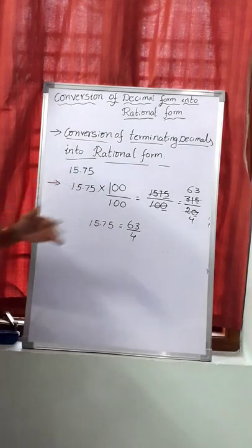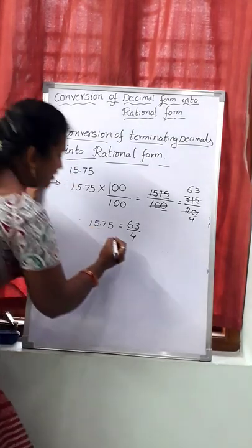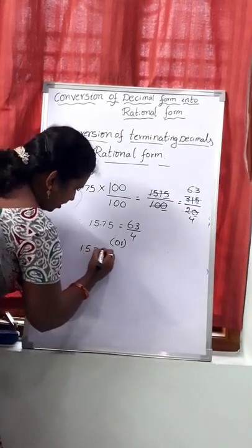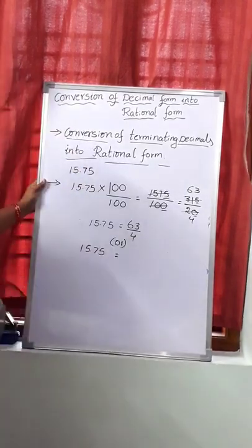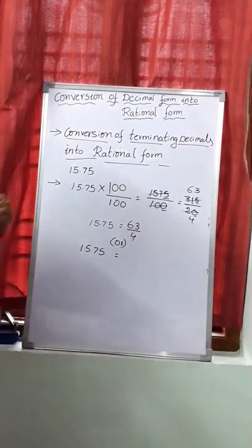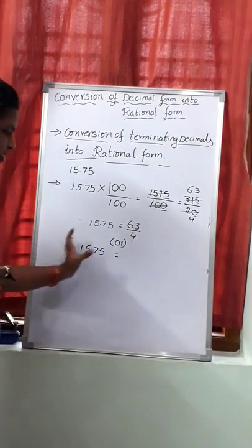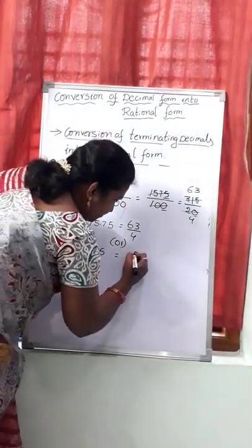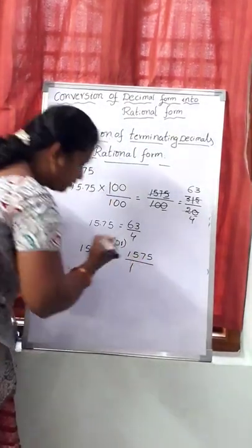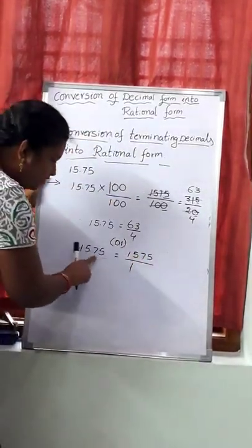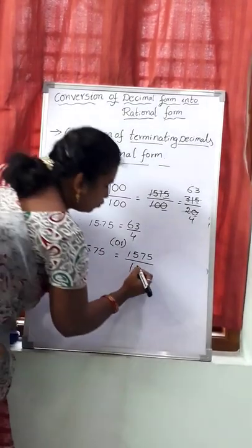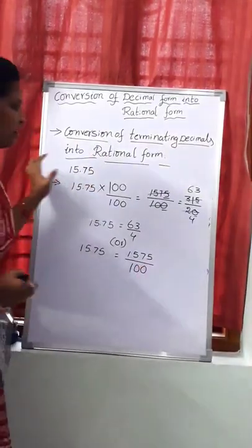Okay, so for this we can follow one more method also, very simple. See this one, 15.75. Here we have to remove the decimal and write the number as it is, that is 1575 by 1, and here we have to observe how many decimal places are there. We are having only 2 decimal places, so keep 2 zeros. Directly we will get this answer.